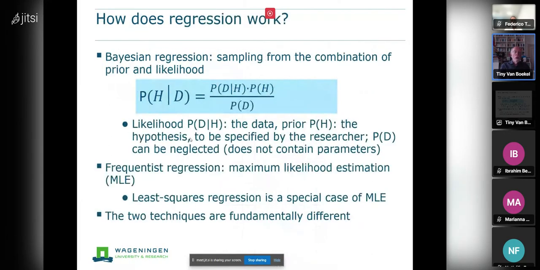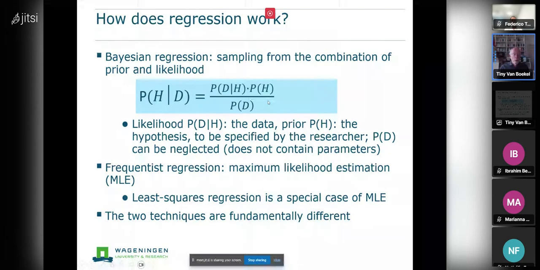So how does regression work? Well, yesterday you learned about the Bayesian approach, and I have repeated here the Bayes formula. Once again, this is the probability for the data given the hypothesis multiplied by the probability for the hypothesis itself, the prior distribution, and that should be divided by the probability of summing everything together that is possible for this particular case.